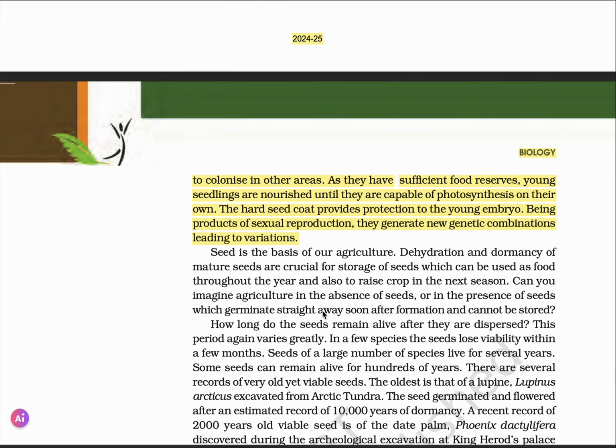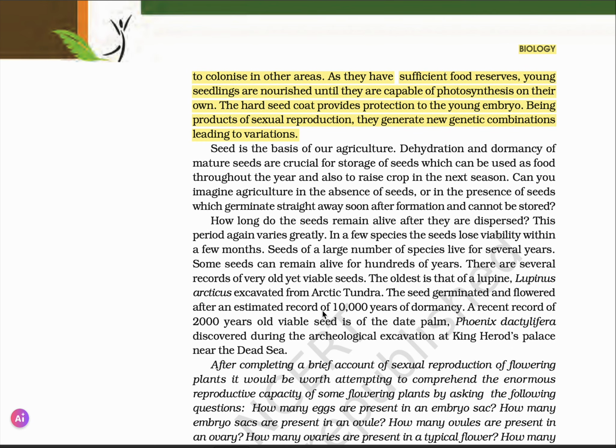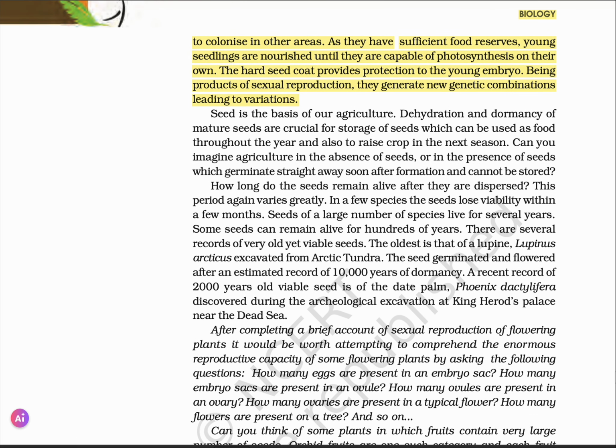Now, seed is the basis of agriculture. Dehydration and dormancy of mature seeds are crucial for storage of seeds, which can be used as food throughout the year and also to raise crops in the next season. Can you imagine agriculture in the absence of seeds, or in the presence of seeds which germinate straight away soon after formation and cannot be stored? That cannot happen. How long do seeds remain alive after they are dispersed? This period again varies greatly.